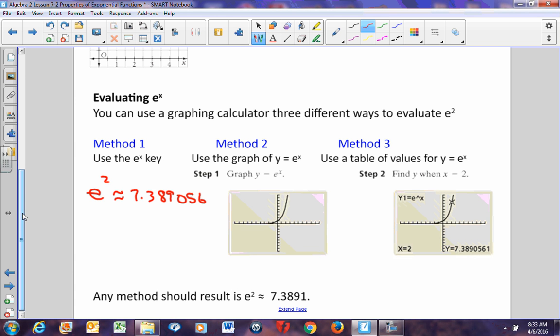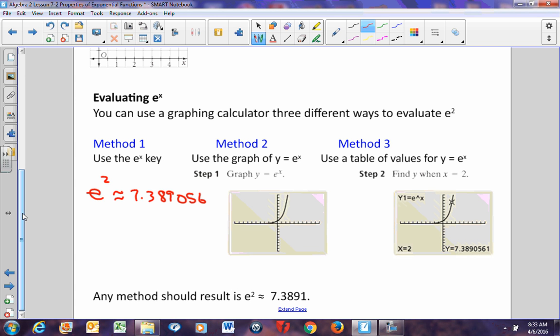You can also graph e to the x. When you graph e to the x, you just put e to the x into your calculator, and it gives you a nice little graph. Then you have to figure out where exactly e squared is, so you have to find out what happens when x is 2. If I graph this, this is not my favorite way by any stretch of the imagination, because to me it's really annoying, since you have to trace over your graph.